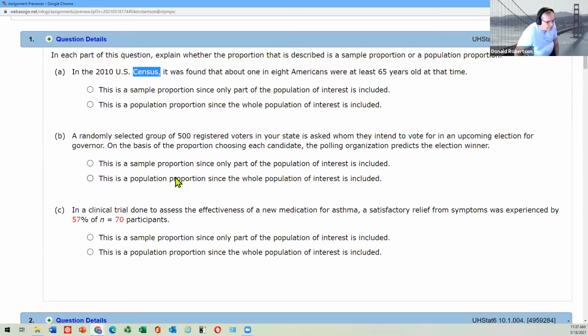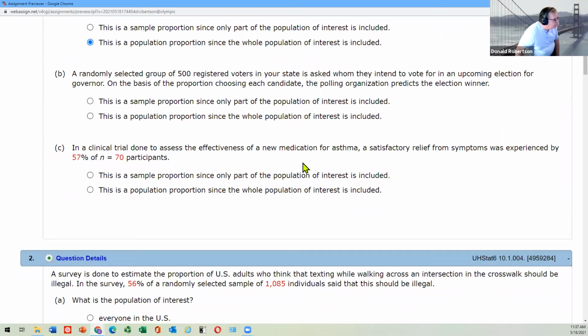And the key here was that word census. It's easy to overlook because you just think, oh yeah, they did a census. A census is more than a sample. Theoretically, at least, in a census you asked everybody, so it's a true answer for the entire population. So we put that one there.